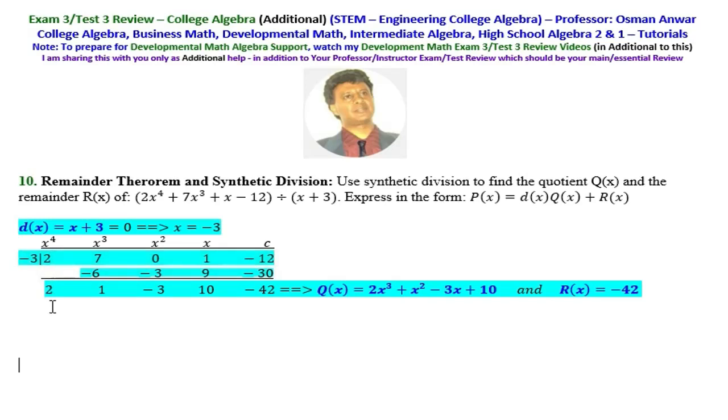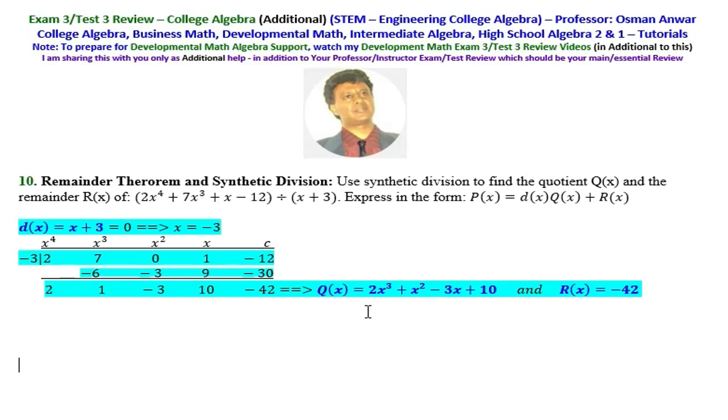Bring the 2 down. 2 times minus 3 is minus 6. 7 plus minus 6 is 1. Then 1 times minus 3 is minus 3. 0 minus 3 is minus 3. Then minus 3 times minus 3 is 9. 1 plus 9 is 10. 10 times minus 3 is minus 30. Minus 12 minus 30 is minus 42.